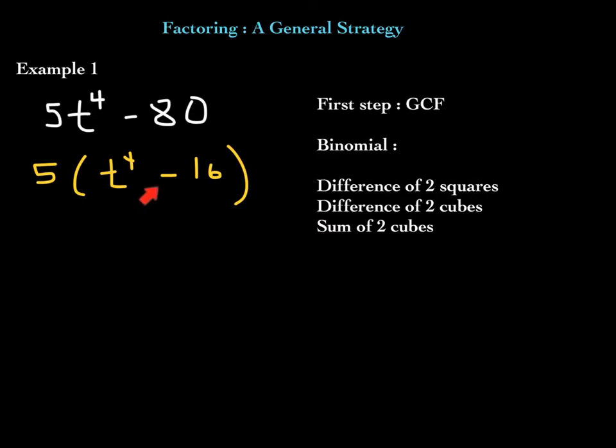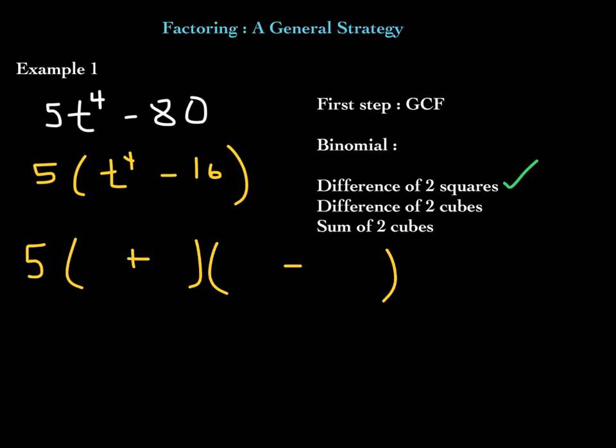In this case, we have a difference, so it's either a difference of 2 squares or a difference of 2 cubes, and t to the 4th power minus 16 happens to be a difference of 2 squares, so we'll factor it as such. So we've identified it as a difference of 2 squares. So remember, a difference of 2 squares will factor like this, a product of 2 binomials. One will be plus, the other one will be minus.